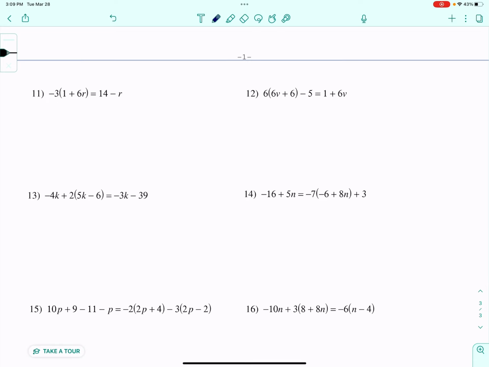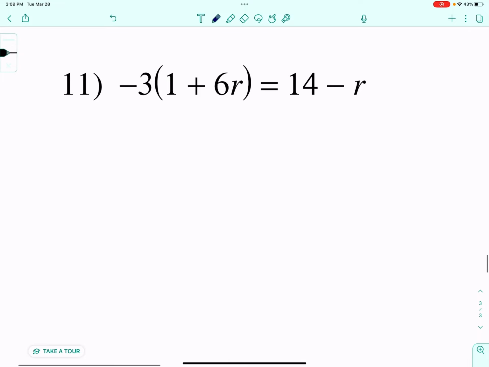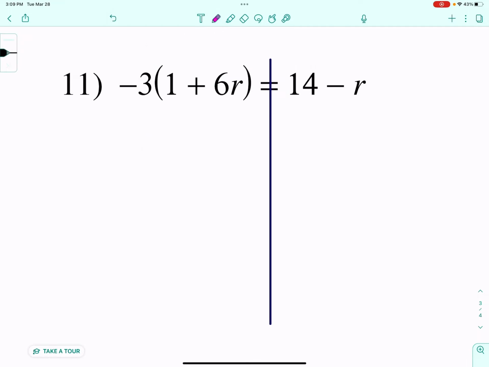Now let's look at some that have parts to deal with on both sides of the equal sign. Let's take a look. Let's start small, and we'll look at 11. I'm going to put in my wall. A quick look at both sides tells me neither side has like terms for me to combine, but I once again have the distributive property.